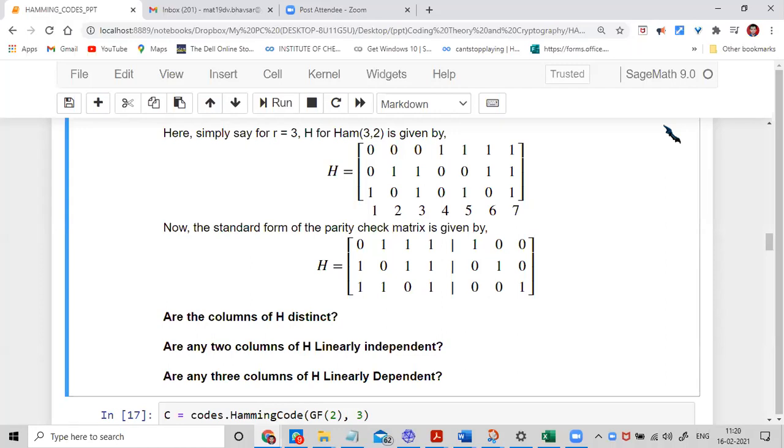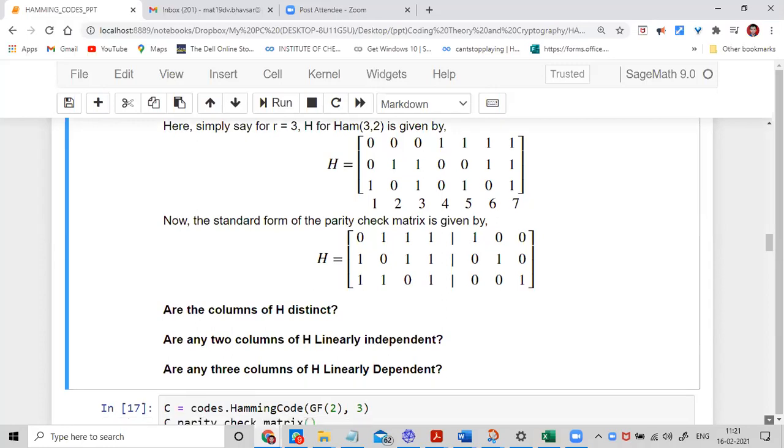You can interchange columns, but you will get equivalent code. That's okay, but it is better to put them in a proper order. Later, decoding becomes easy. We'll see that later. But at this juncture, do you understand all the columns of the parity check matrix? Yes. Okay. Are you able to construct it now for any R?